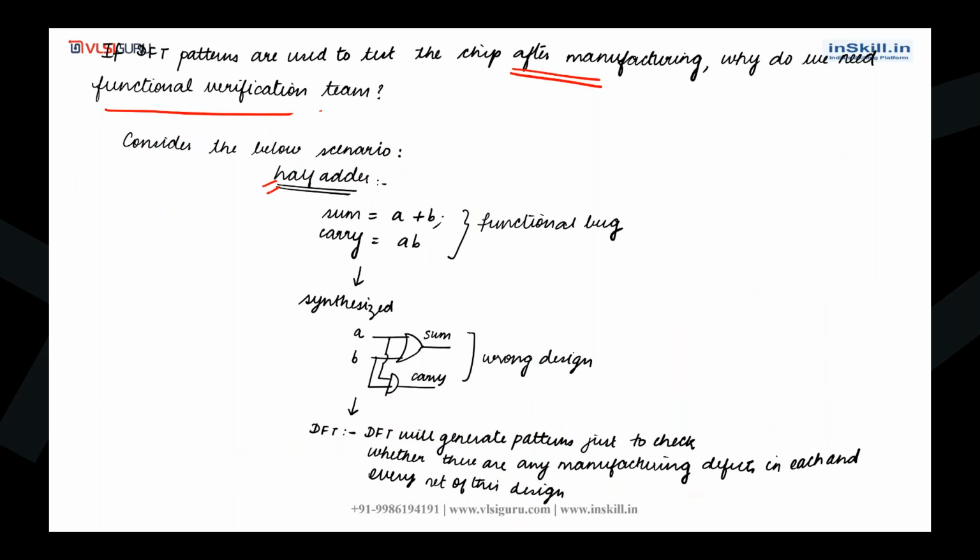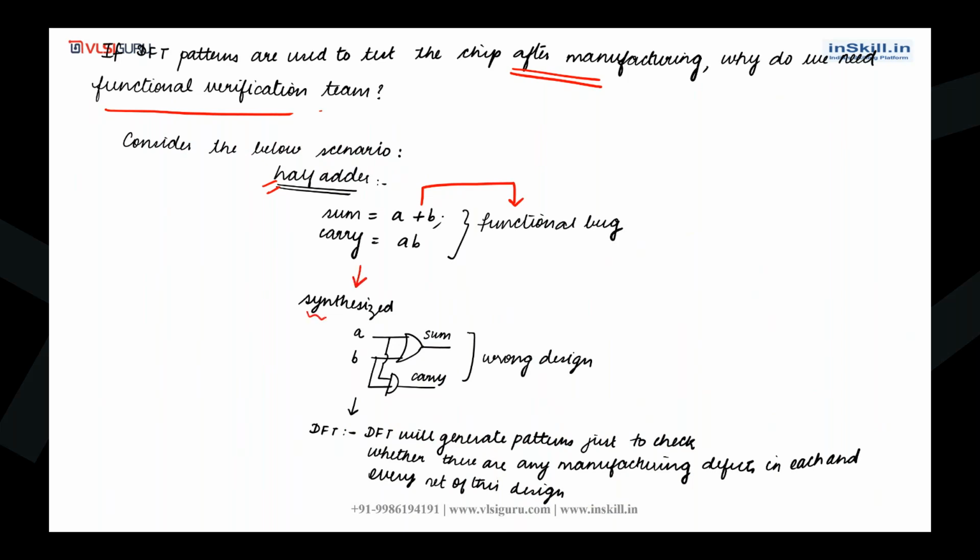Sum is written as A plus B, carry is AB. Is this correct? No, this is not correct. This is a functional bug. Sum should have been A XORed with B, carry should have been AB. But here someone has mistakenly written sum equal to A plus B, carry equal to AB. This is a functional bug. So now what will happen? This design only will get synthesized.